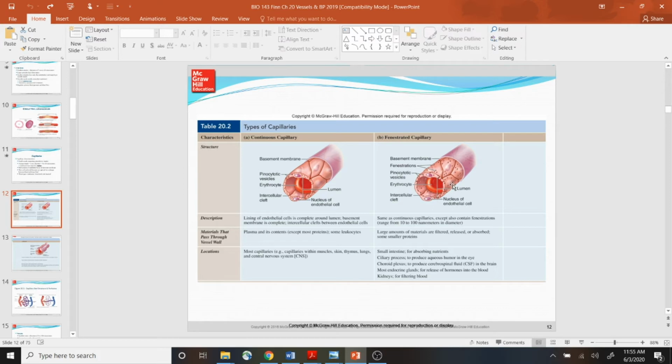It looks like someone punched little holes in it, called fenestrations. Now we want more exchange to occur. So in areas like the small intestine, the kidneys, most endocrine glands, you'd want a little bit more ability to exchange fluids without being as picky as you are over here. And so large amounts of materials are filtered, released, absorbed, some smaller proteins.